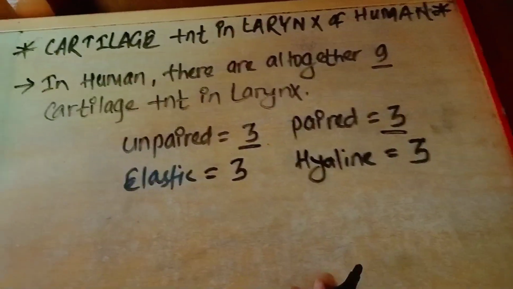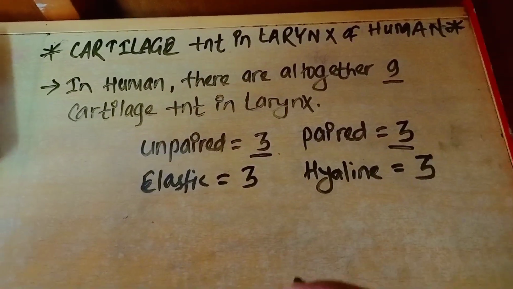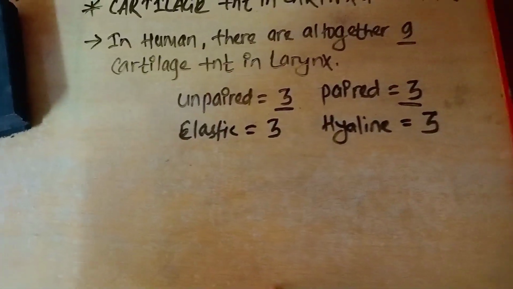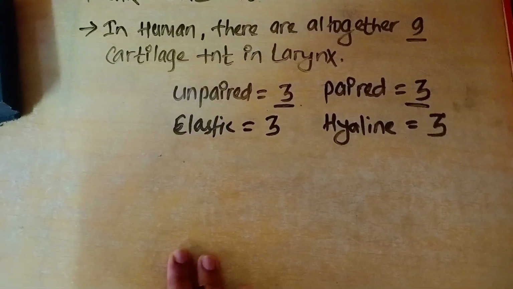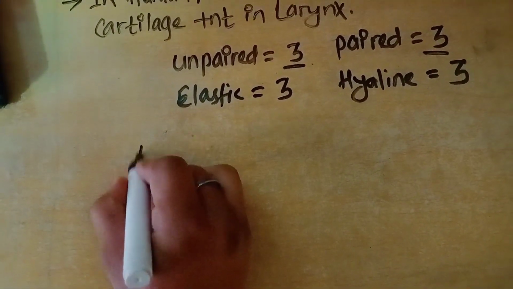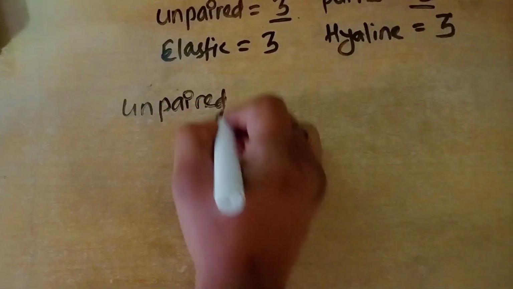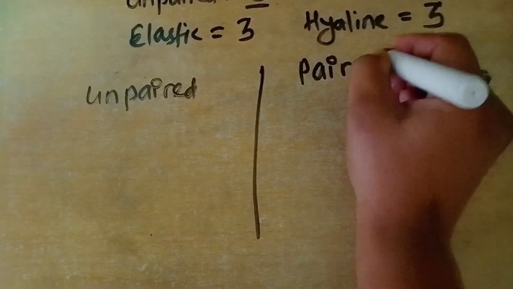So it is very confusing to understand which is paired, which is unpaired, which is elastic and which is hyaline. So let's get started. Firstly we will know which 3 are paired and which 3 are unpaired.